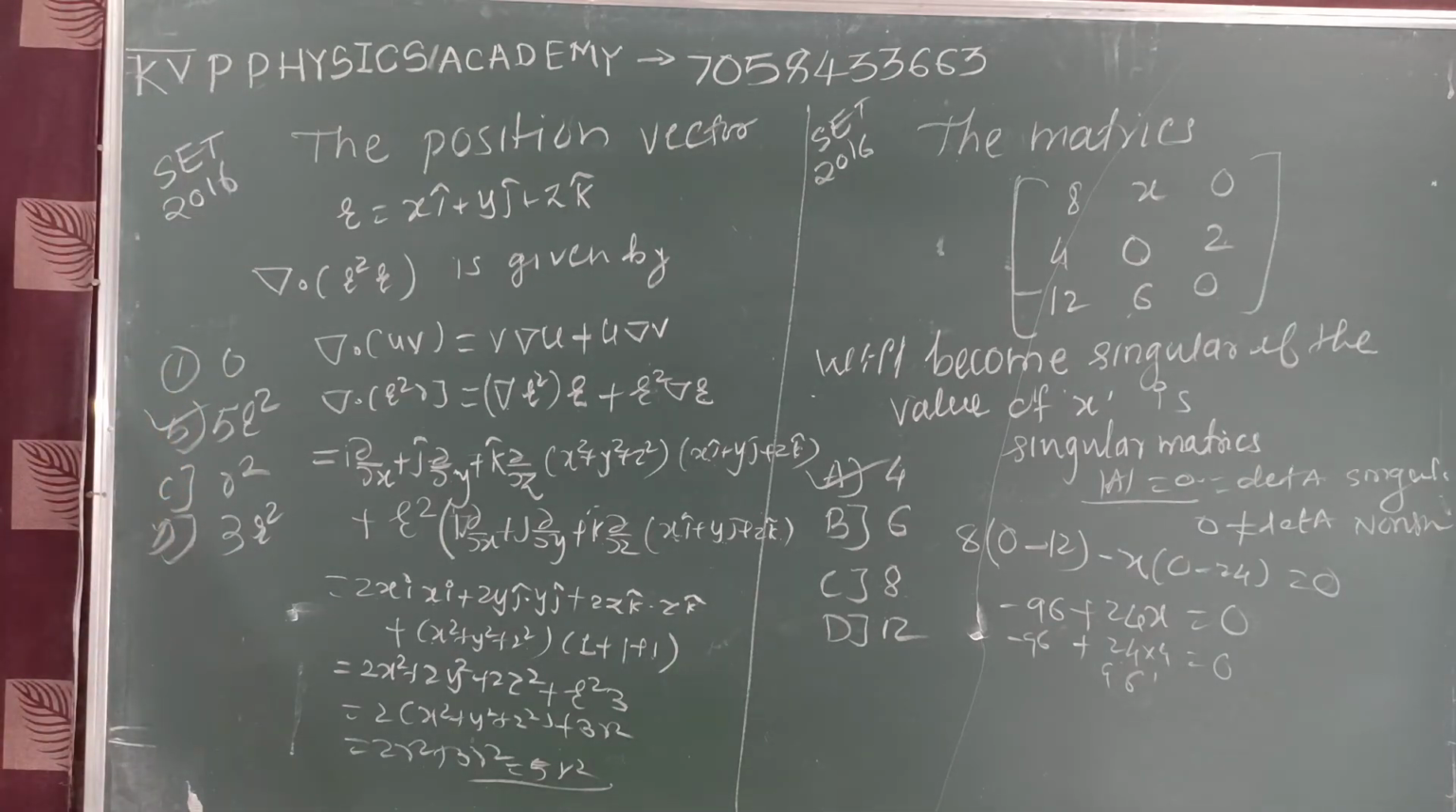We are getting this equation becomes 0. Is this determinant becoming 0? This determinant becomes 0. We can say this one is a singular point. Or we can take the minus 96 to the right side. This becomes 24x is equal to 96. Then x is equal to 96 upon 24, which is equal to how much? 4.